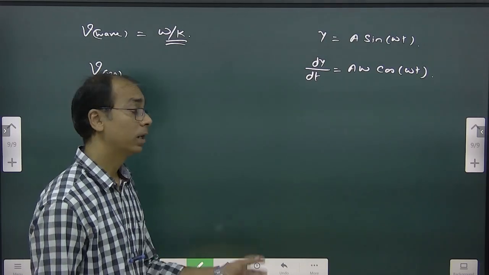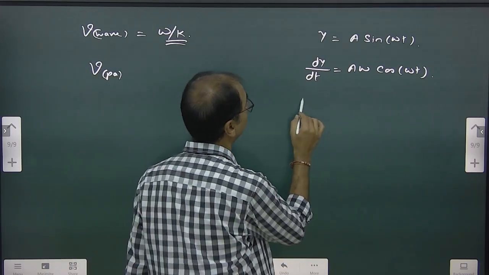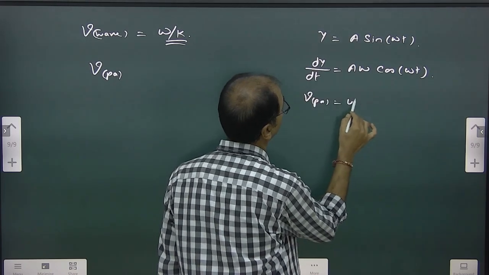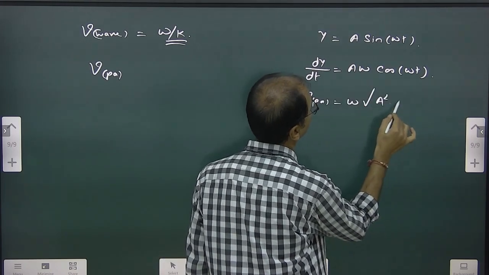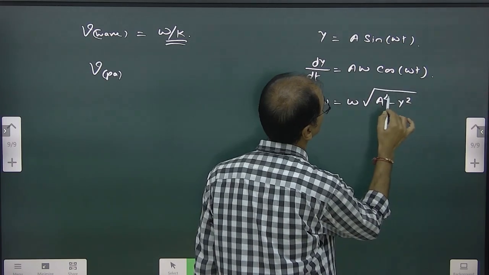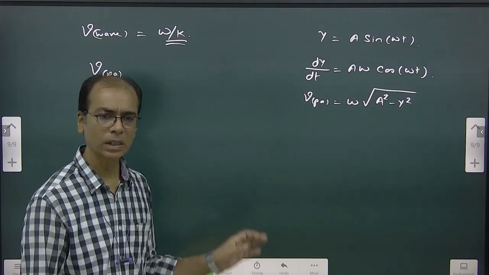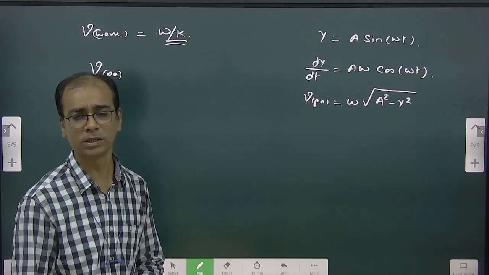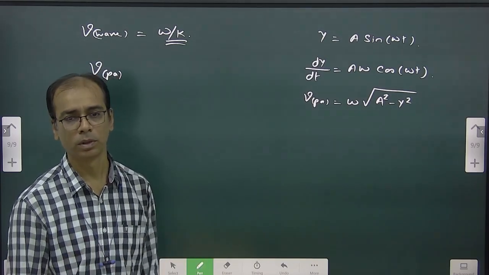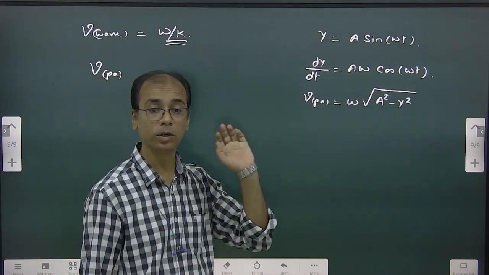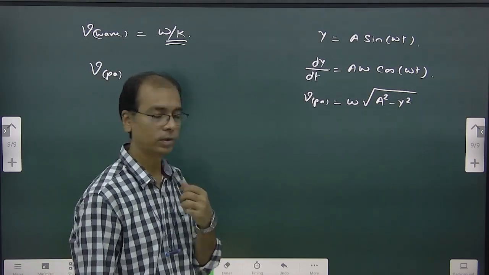Another form is also there. Which form? If you remember, velocity of particle is omega root over a square minus y square. So these are all velocity of particle. Here also it is the same because the particle is doing SHM. It's not doing anything new. But here, what I want is the relation between velocity of particle and velocity of wave. Okay, let's see.